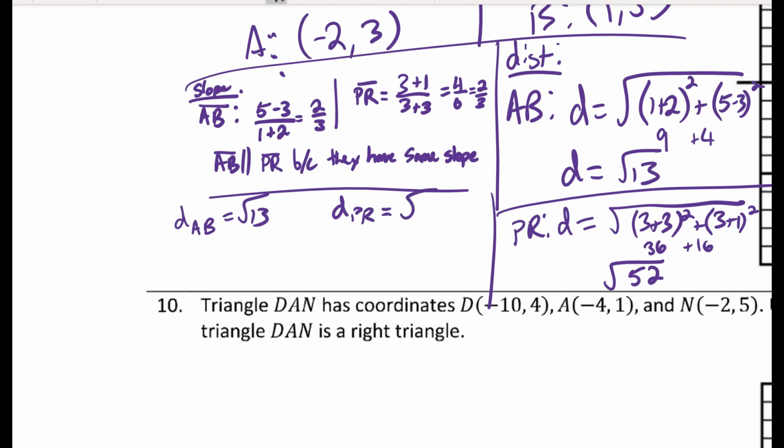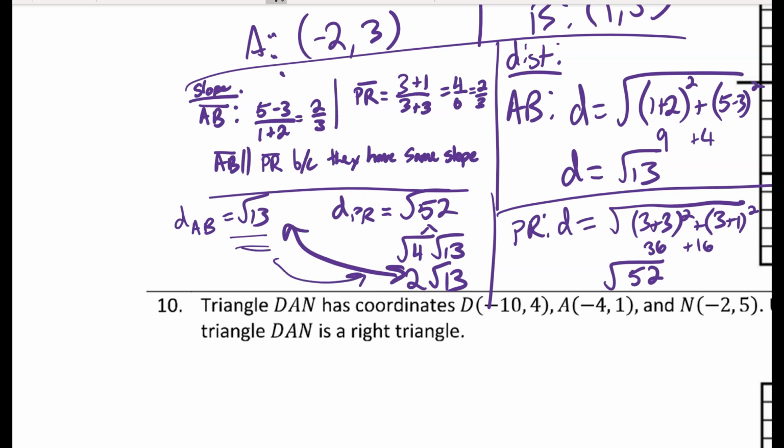Now these might not look like they have any relationship yet, but you need to simplify radical 52 and then it's a little bit more obvious. So you could break 52 into 4 and 13. So the distance between P and R is actually 2 radical 13. Now notice the relationship between them. If I take half of 2 radical 13, I get radical 13. If I double radical 13, I get 2 radical 13. So this is enough math to prove that AB is in fact 1/2 the length of PR.